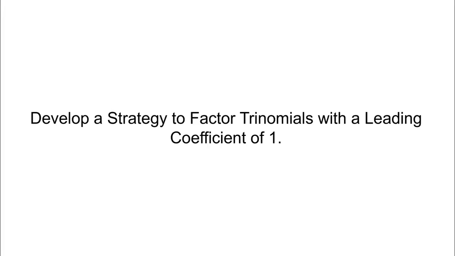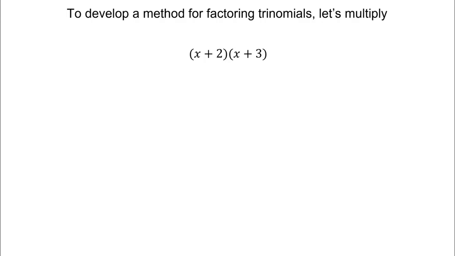In this video, we're going to develop a strategy to factor trinomials with a leading coefficient of 1. Since we know the process of factoring is the opposite process of multiplying polynomials, let's develop our method for factoring a trinomial with a leading coefficient of 1 by first multiplying two binomials, and then we'll work backwards and develop patterns to develop our method.